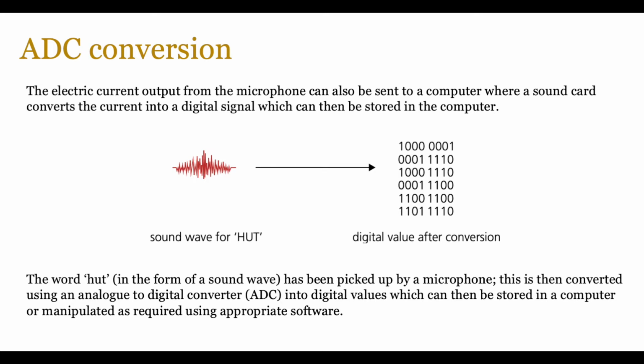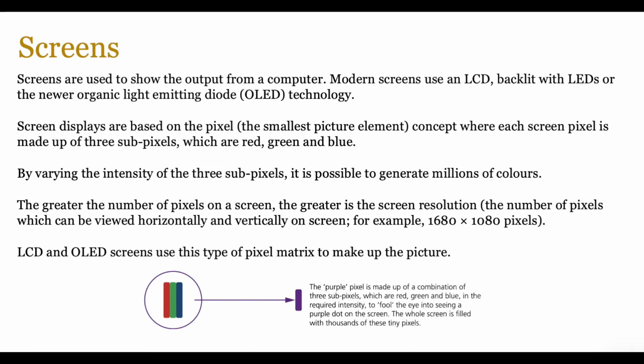On screen, you see an example of a sound wave for the word hut and the digital value after conversion. So the word has been picked up by the microphone and is converted using an ADC into digital values, which can then be stored in the computer or manipulated as required using appropriate software. So do rewind the video. Make sure you know how both microphones and speakers work and how especially the electric current, the role of the coil, the role of the iron core, the diaphragm or the cone, and the magnet, how all of that comes into play.